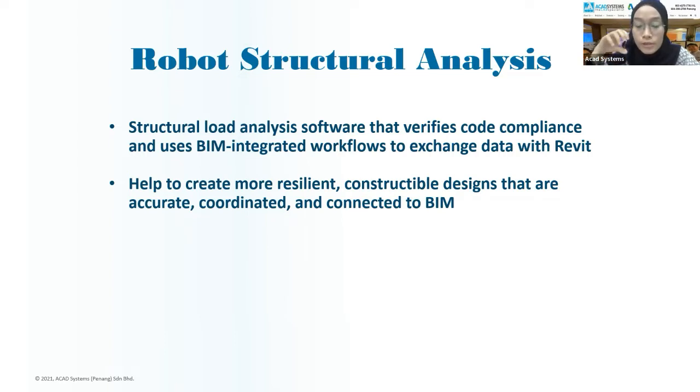This Robot software we usually use to analyze our model so that we can check the performance of our model. For instance, we have a structural model and we want to check whether the beam that we use is okay or not, and what the shear, the tension load, and so on are. So basically, we use Robot Structural Analysis to check all those requirements or all those analyses.